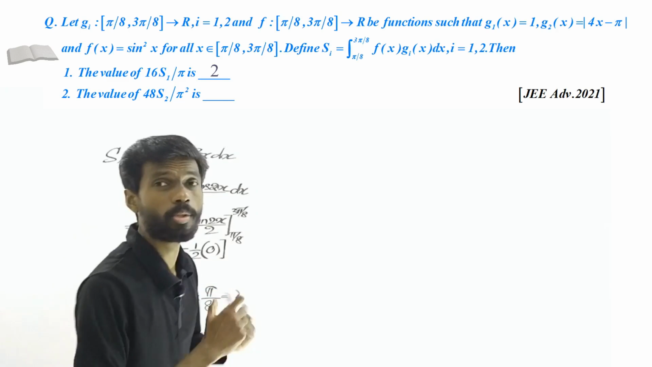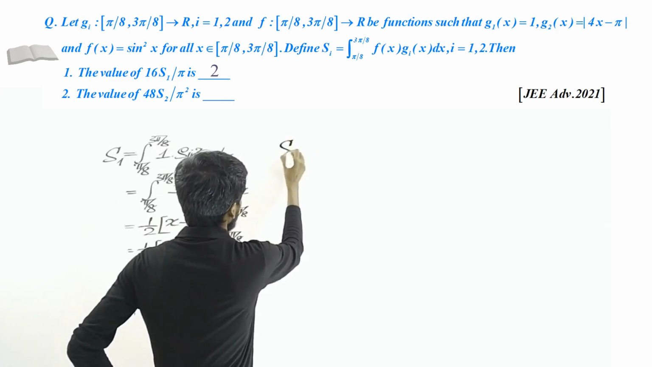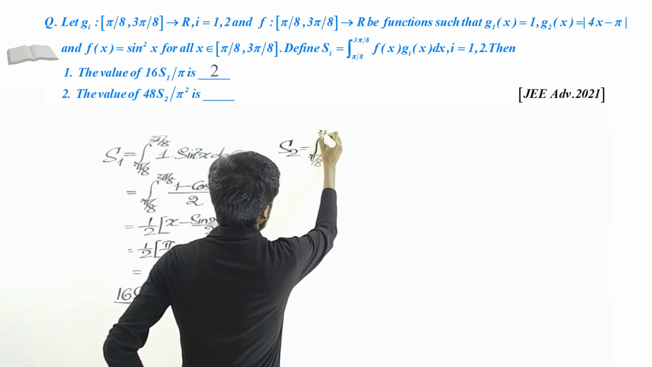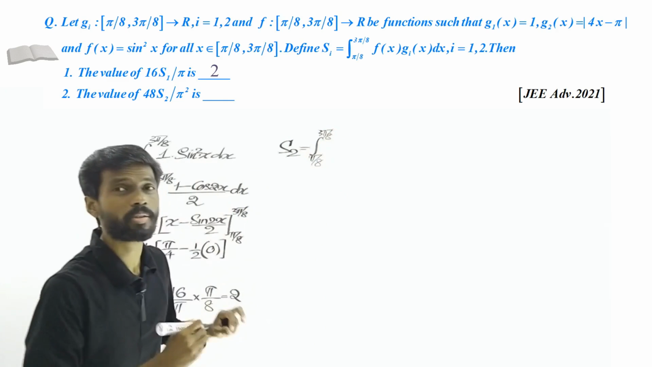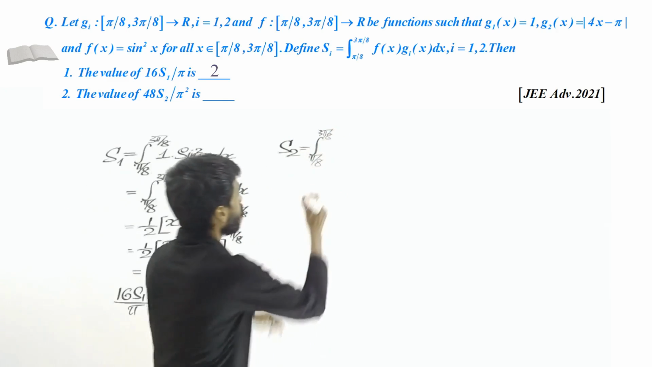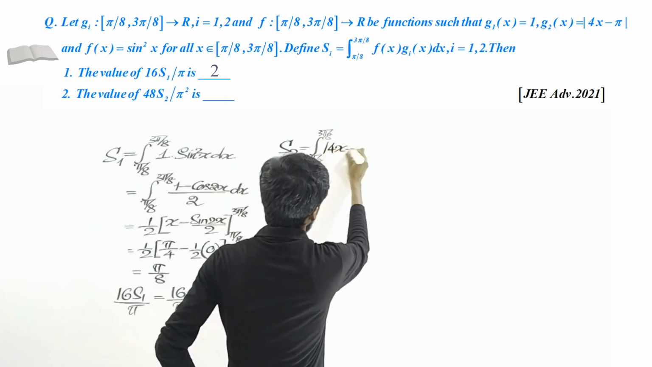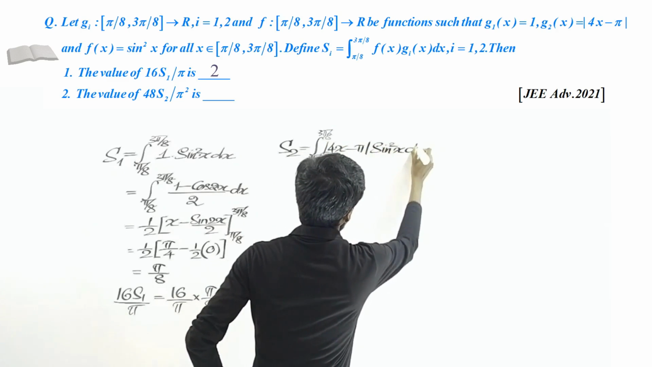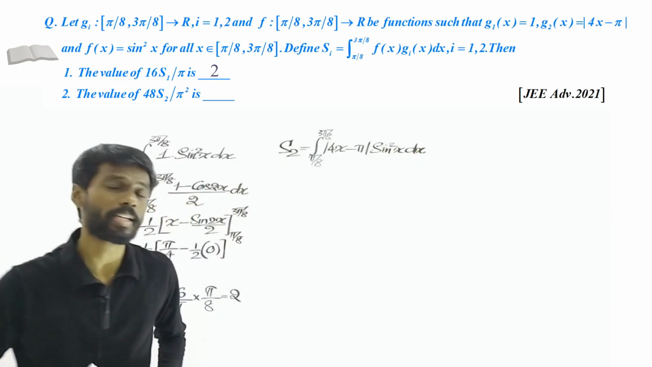Now we have to find S2. So what is S2? That is the integral of g2 of x, which is modulus of 4x minus pi, multiplied by f of x, that is sin square x dx. So now let us find this integral.